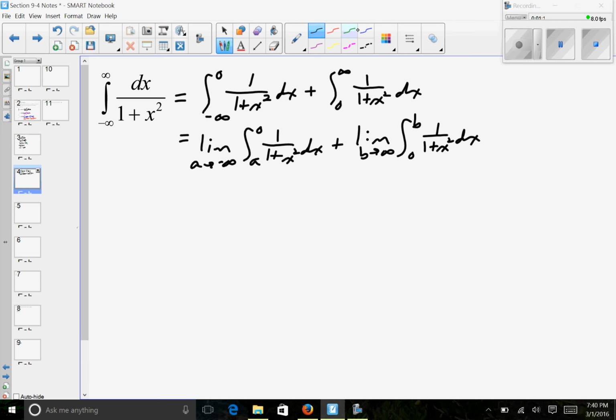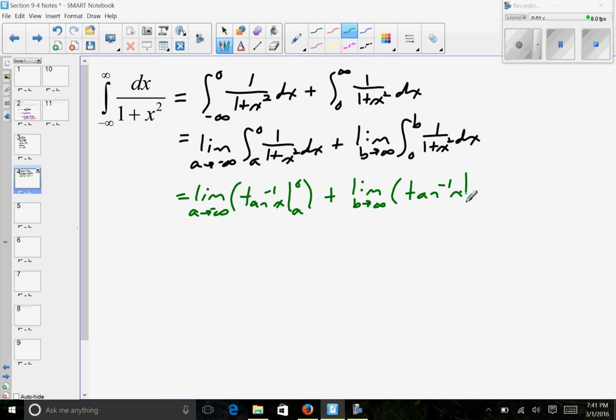And so what I now have here is definite integrals. Fortunately, since it's the same integrand, my antiderivatives are the same for both. So the limit as a approaches negative infinity of, and the antiderivative is the inverse tangent of x from a to 0. Then I'll have the limit as b approaches positive infinity. Same antiderivative, inverse tangent of x, but this will be from 0 to b.